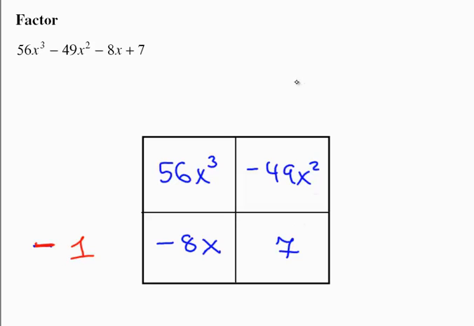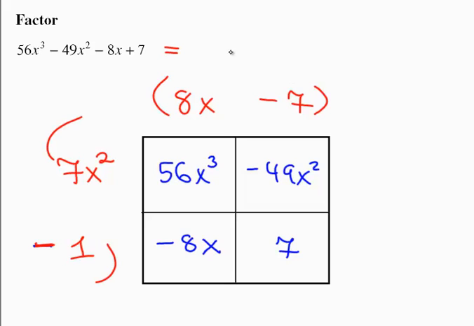Negative 1 times something gave me positive 7, so this has to be negative 7. Negative 1 times something gave me negative 8x, so this has to be 8x. And then I just have to figure out what comes here. I'm going to use 49 because it's a little smaller. Negative 7 multiplied by something gave me negative 49x squared. So this has to be positive 7x squared. And I'm going to double check. 7x squared times 8x is going to give me 56x to the third. So then I'm done. My factored form is going to be length times width of this rectangle. So I'm going to write it as 7x squared minus 1 multiplied by 8x minus 7. And then that's it. That's your factored form.